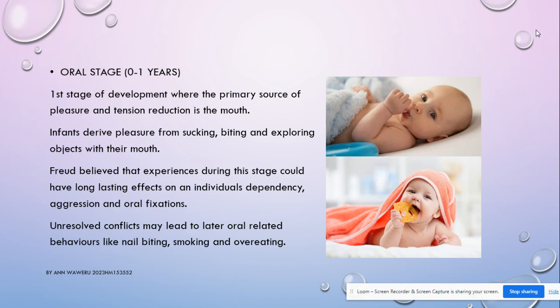During this stage, the effects could be an individual's dependency, aggression, and oral fixation. And if there are unresolved conflicts, probably you are too harsh to the child. Every other time you are hitting their hand so that they cannot suck or bite. Probably in future that child can become a nail biter, a chain smoker, or even overeat, which could lead to many more health problems.